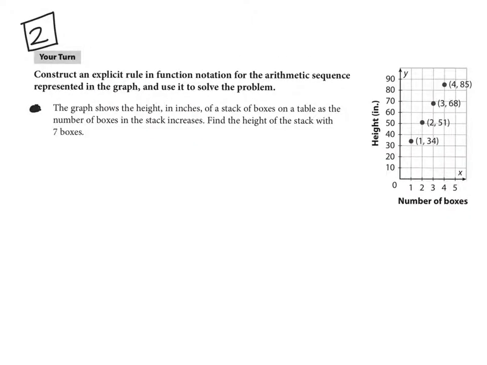All right, so again, I'm just starting with recursive so that you see it just for practice. So the recursive here is going to be f of 1 equals 34, because that's my starting point. f of n equals f of n minus 1, and I want to see what's happening every time. So I'm going from 34 to 51 to 68 to 85. That means I'm adding, looks like 17 every time, so I'm going to put plus 17. That's just for practice.